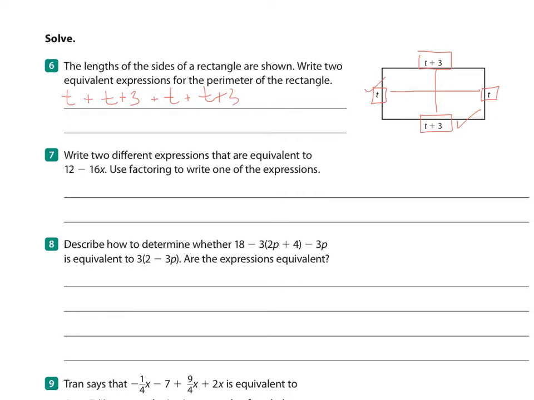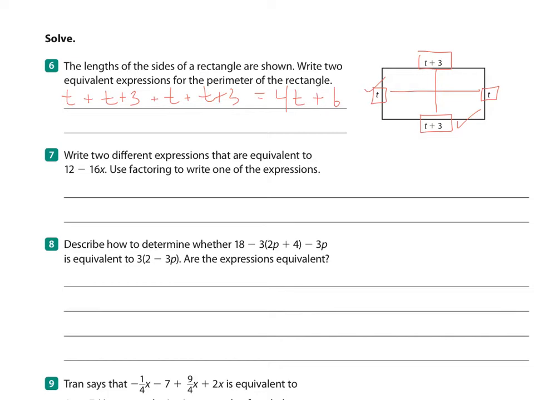So there's one expression. If I simplify this, which we certainly can do, we can add up all the t's. That turns into 4t. And add up your numbers. We had two 3's, so that'll turn into 4t plus 6. So that's one way I can write it.